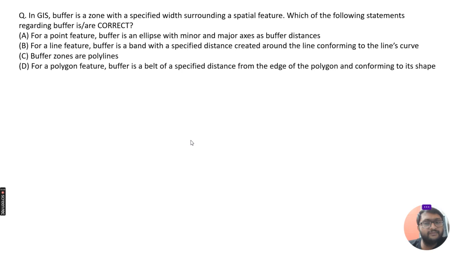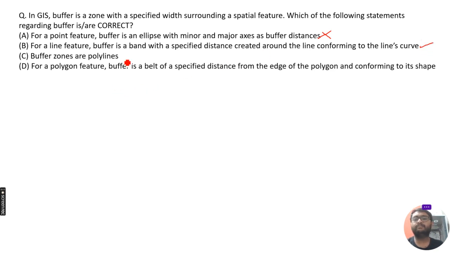So for a point feature, the buffer is an ellipse with minor and major axes as buffer distances. Is it true or false? It's a circle, right? Yes, it's a circle. So that's why the first is incorrect. Next one: for a line feature, the buffer is a band with a specified distance created around the line, conforming to the line's curve. Yes, that is correct.